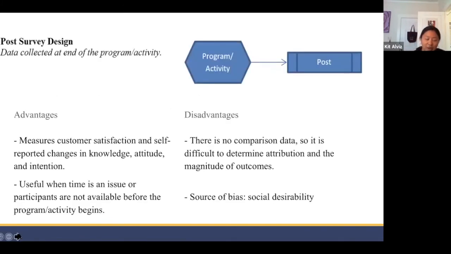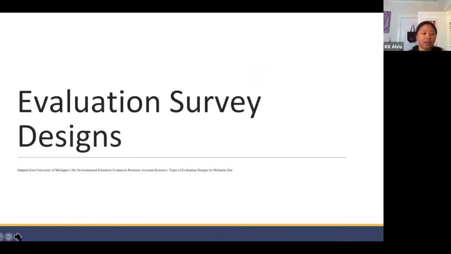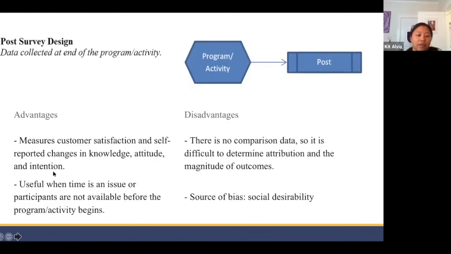But right now I'm going to talk about evaluation. Many of you know I identify as an evaluation nerd. So these next 10 slides or so are more about evaluating programs and projects.